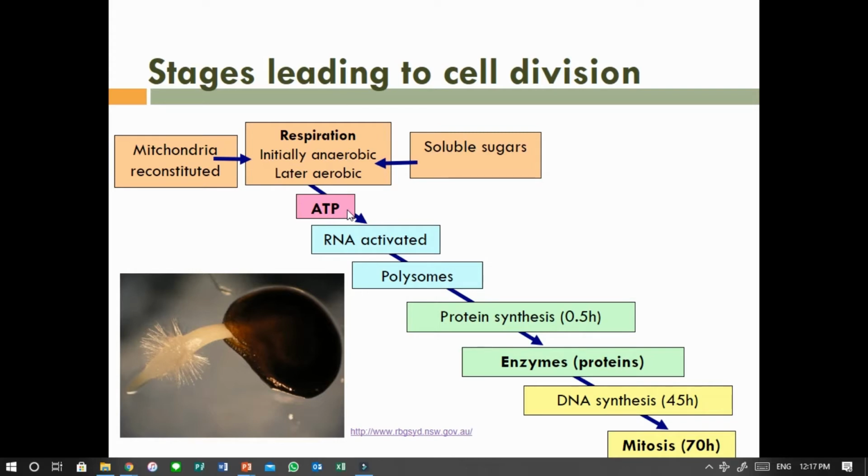ATP is energy to the cell, adenosine triphosphate. The RNA is a ribonucleic acid that activates it. Polysomes are like another organelle within the cell. Then you have protein synthesis and enzymes. Enzymes are proteins that help reactions occur at a lower energy level. And then you have DNA synthesis, and then you finally have mitosis, which is cell division. So when you have your seed, you add the water, it pops up the mitochondria, starts producing energy, and it starts out anaerobic with no air. And the seed coat breaks, gets oxygen in there, starts to eat the sugar, and then it starts to grow.